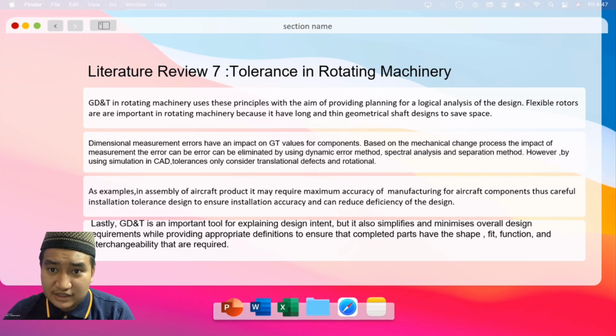As an example, assembly of aircraft product may require maximum accuracy of manufacturing for aircraft components, thus careful installation tolerances are needed. Lastly, GD&T is important for simplifying and minimizing overall design requirements while providing appropriate definition to ensure complete parts fit.